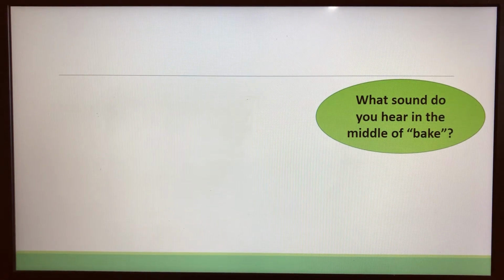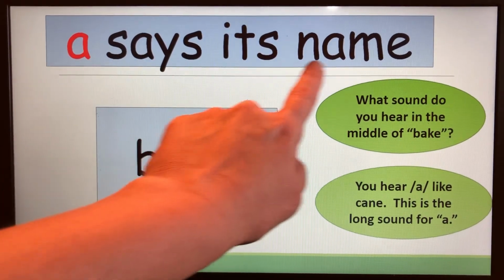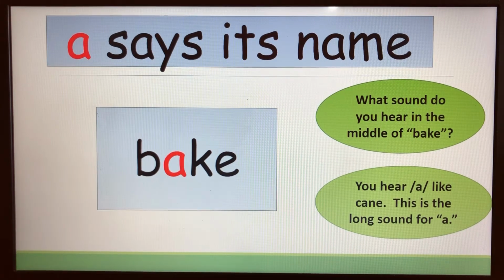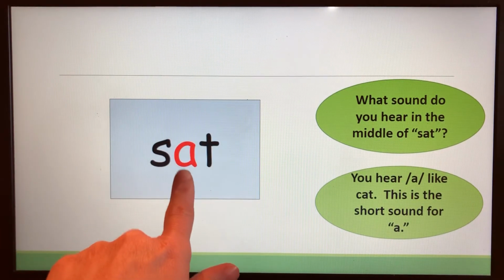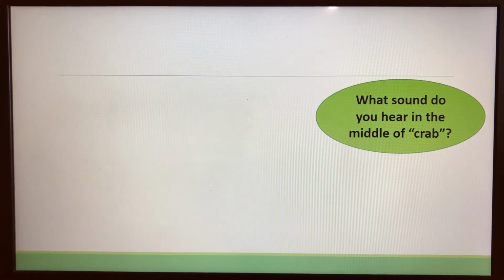What sound do you hear in the middle of bake? Bake. You're right, you hear A. A says its name in the word bake. That's the long sound for A. What sound do you hear in the middle of sat? Sat. You're right, ah. That's the short sound for A. Ah in sat.